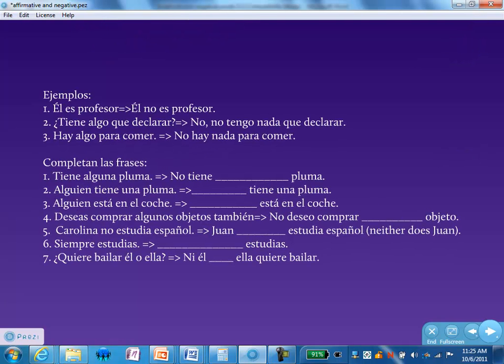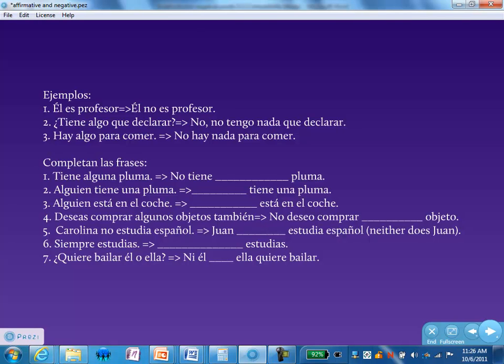Let's do some practice. We have a couple of examples. After I've gone over the examples, please be sure to complete these sentences and write the entire new sentence and put it in the drop box. So take a look at the first example. I'm starting with the affirmative statement, which means that something is happening, and I'm saying él es profesor. He is a teacher. But I've made that statement negative by making sure that I have a negative word before my verb, él no es profesor.